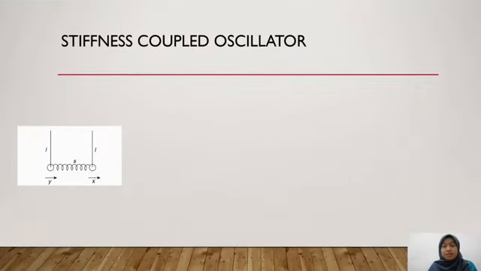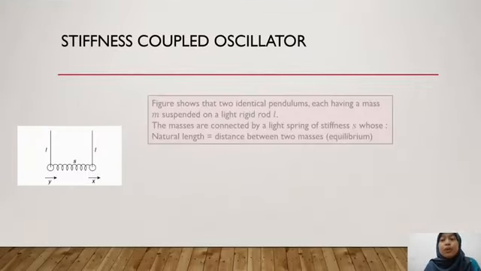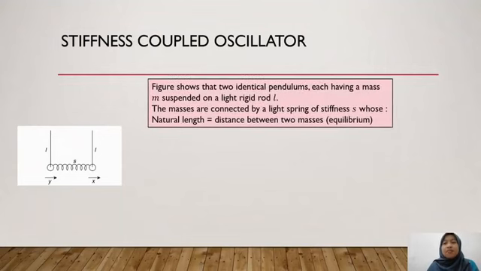Stiffness coupled oscillator. The figure shows two identical pendulums, each having a mass m suspended on a light rigid rod of length L. The masses are connected by a light spring of stiffness S, whose natural length is equal to the distance between these two masses at equilibrium.